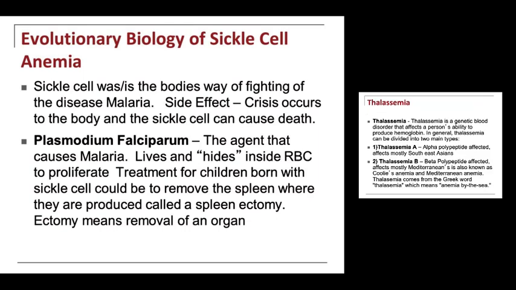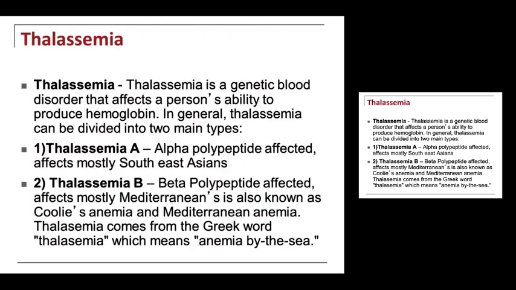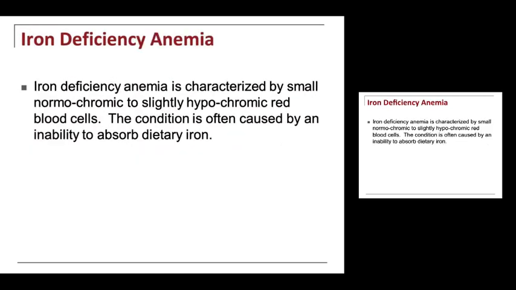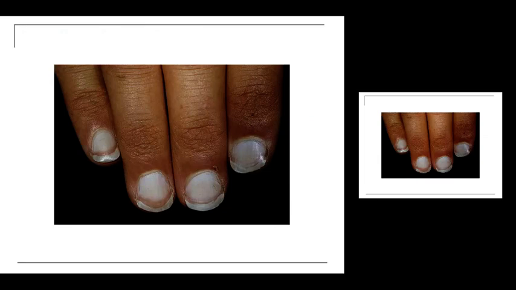Thalassemia is a genetic blood disorder that affects a person's ability to produce hemoglobin. There's thalassemia type A and thalassemia type B. You don't need to know the differences there, but it means anemia, and thalassemia is genetic. Iron deficiency anemia is characterized by small, normochromic to slightly hypochromic red blood cells, and it's often caused by the inability to absorb dietary iron.